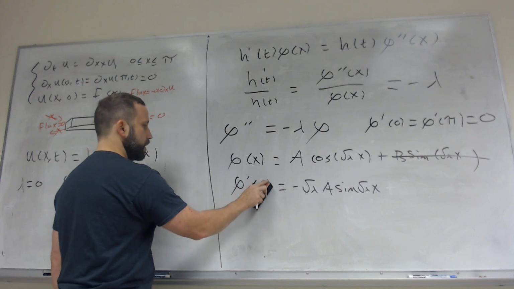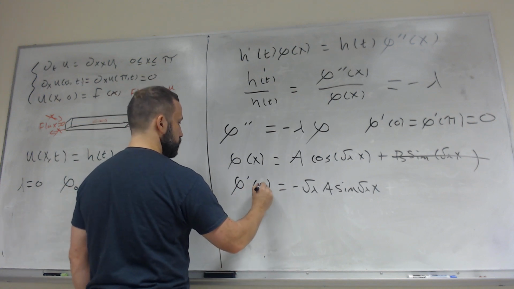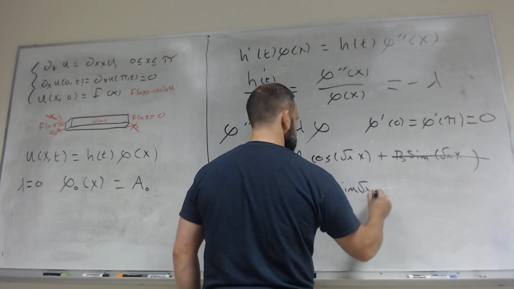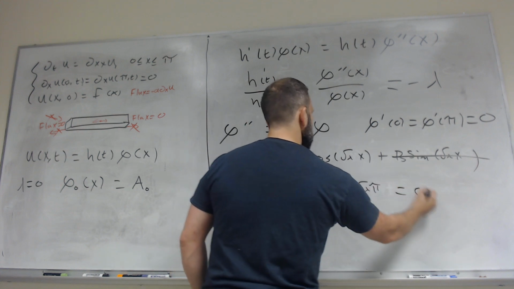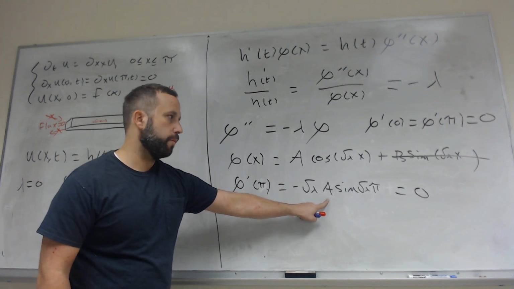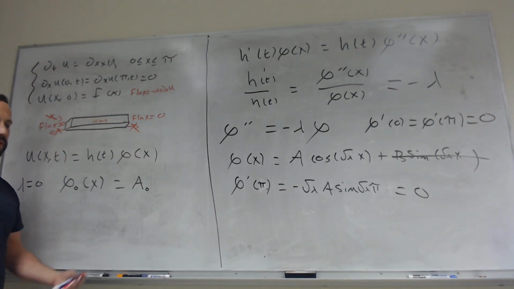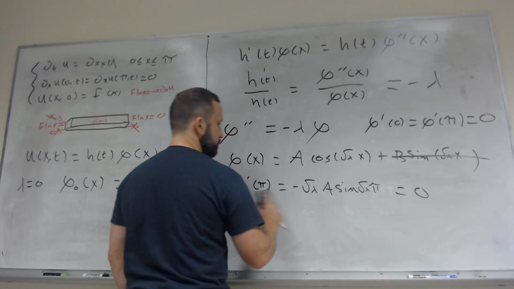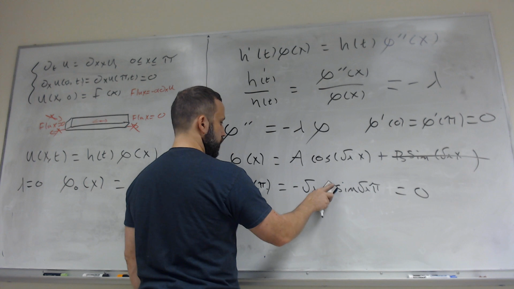On the other hand, if I plug in pi, this is equal to 0. Well, if b is equal to 0, a cannot be equal to 0, because if a were equal to 0, phi would be trivial. I don't care about trivial solutions. So I can divide both sides of this equation by a. I get this.